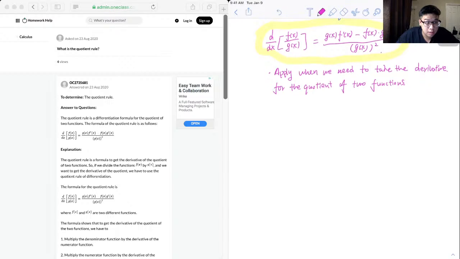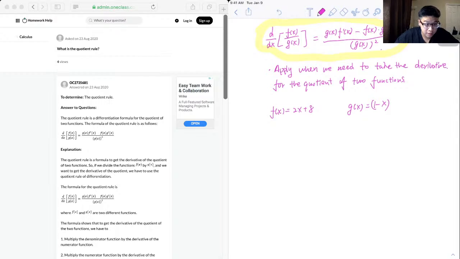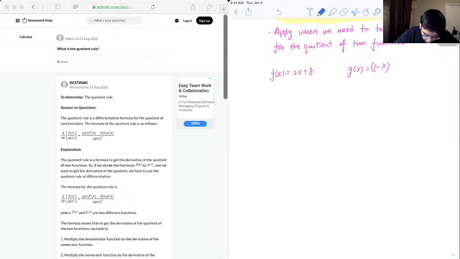So first, let's say we have f(x) equal to 2x plus 8, and we got g(x) equal to 1 minus x. And now we want to find out the derivative of f(x) over g(x). So first, I'll write down the steps to solve these questions.